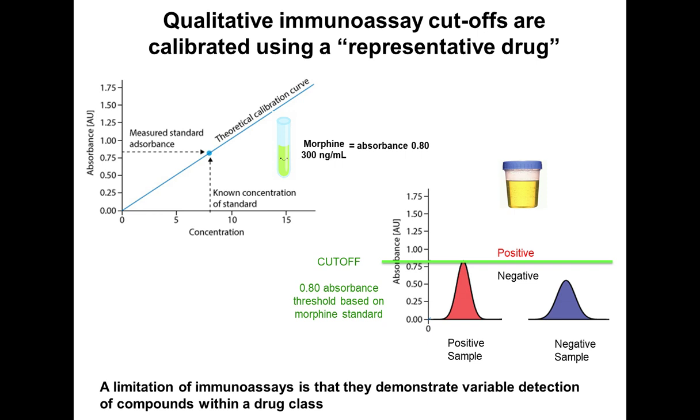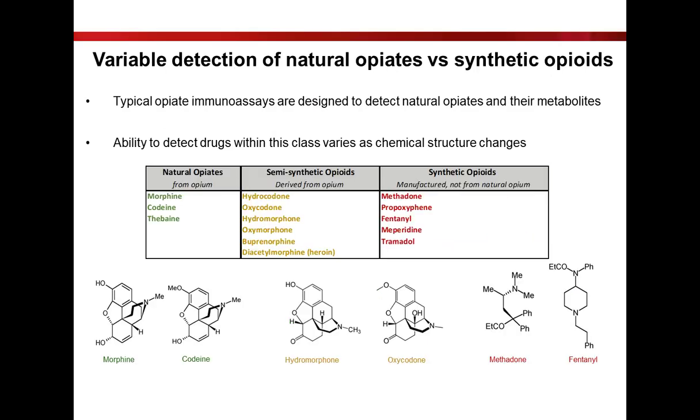But one of the challenges or limitations of immunoassays is that they demonstrate variable detection of compounds within a drug class. What do I mean by that? I'll expand on this on the next slide, continuing with the opiate screen as an example. Typical opiate immunoassays are designed to detect the natural opiates and their metabolites. In the table below, shown in green, the natural opiates are those derived directly from the opium plant. These are your morphine, codeine, etc., and their structures are shown at the bottom left of the screen with the names in green.